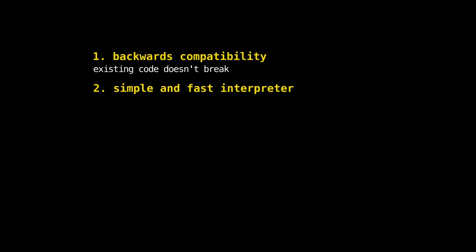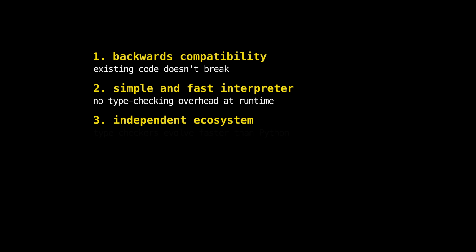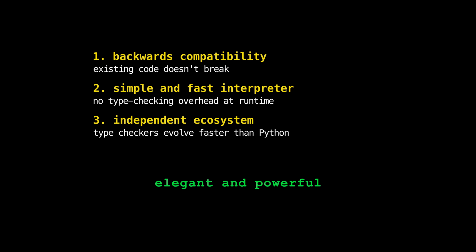First, it preserves backwards compatibility. Existing Python code doesn't break when you add type hints. Second, it keeps the interpreter simple and fast, with no type checking overhead at runtime. Third, and perhaps most importantly, it lets the type checking ecosystem evolve independently and faster than the language itself. Python release cycles are long, but type checkers can ship improvements every week. Python's approach turned out to be both elegant yet still powerful enough.